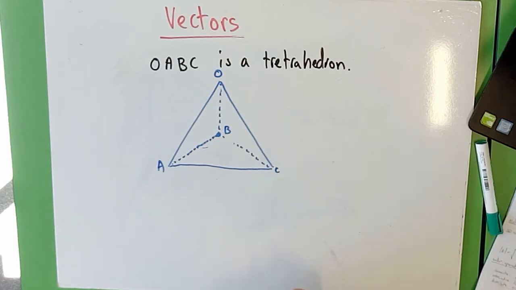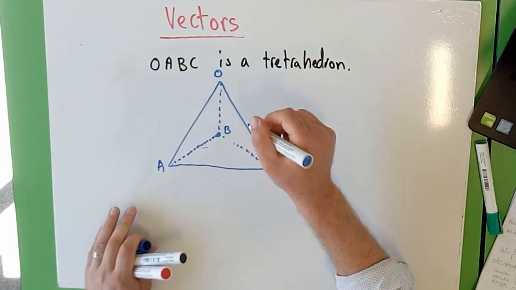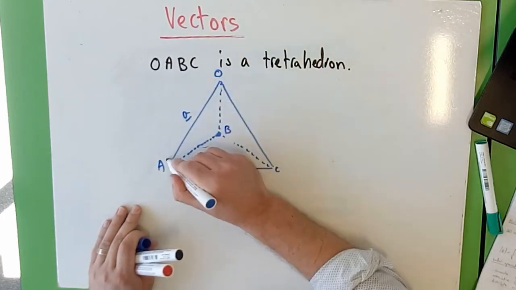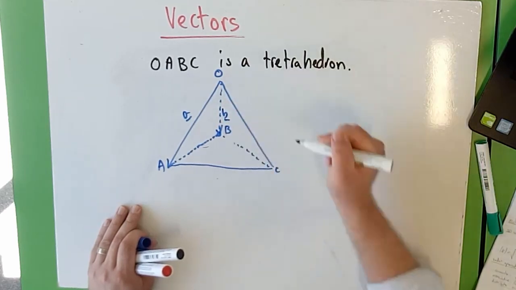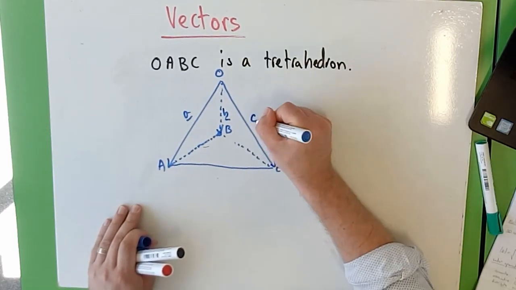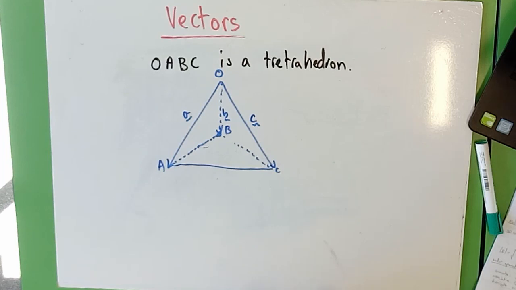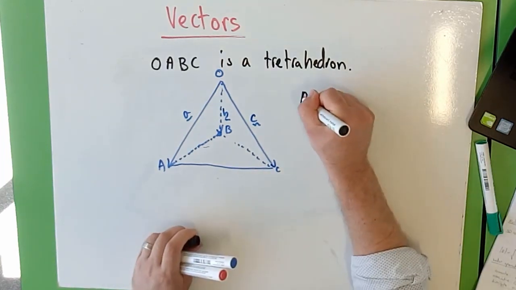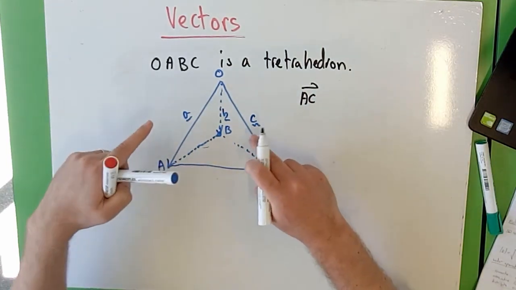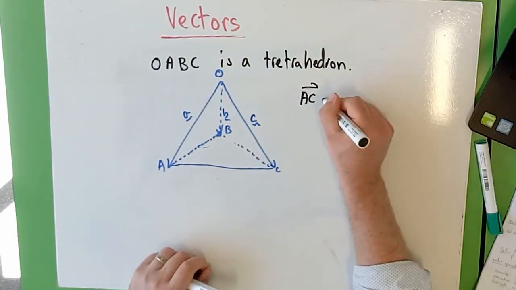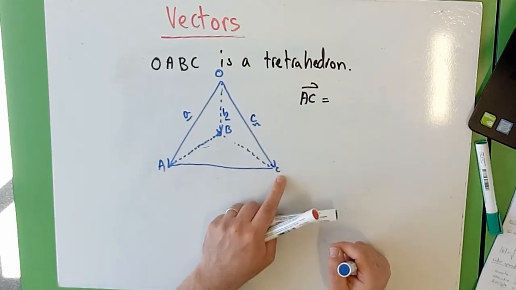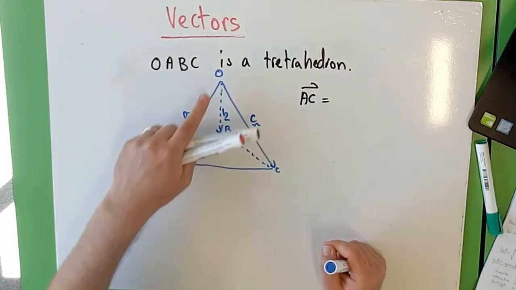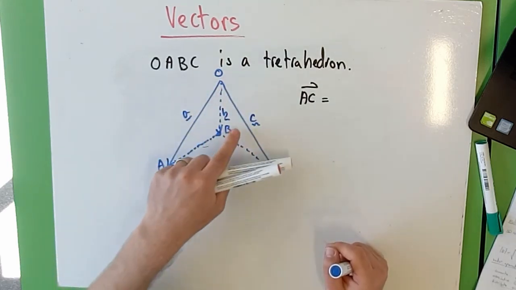Perfect. So I'm going to call OA, vector a, OB, I'm going to call that little b, and then OC, I'm going to call that little c. Can I write AC in terms of a, b, and c? So what is AC equal to? I want to go from A to C, but I only want to go along these paths that I've already got defined so far.